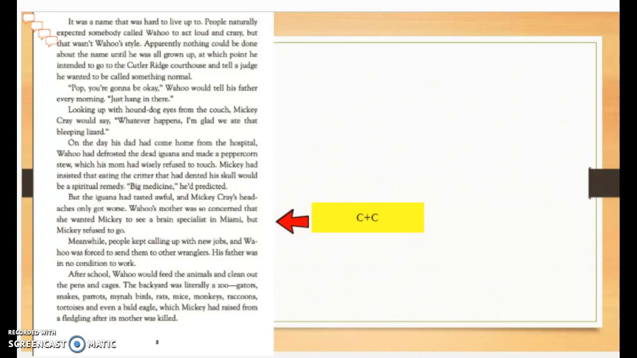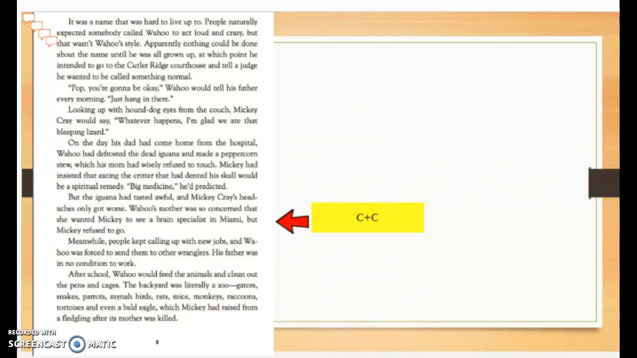On the day his dad had come home from the hospital, Wahoo had defrosted the dead iguana and made a peppercorn stew, which his mom had wisely refused to touch. Mickey had insisted that eating the critter that had dented his skull would be a spiritual remedy. Big medicine, he predicted. But the iguana had tasted awful, and Mickey Cray's headaches only got worse. Wahoo's mother was so concerned that she wanted Mickey to see a brain specialist in Miami, but Mickey refused to go.